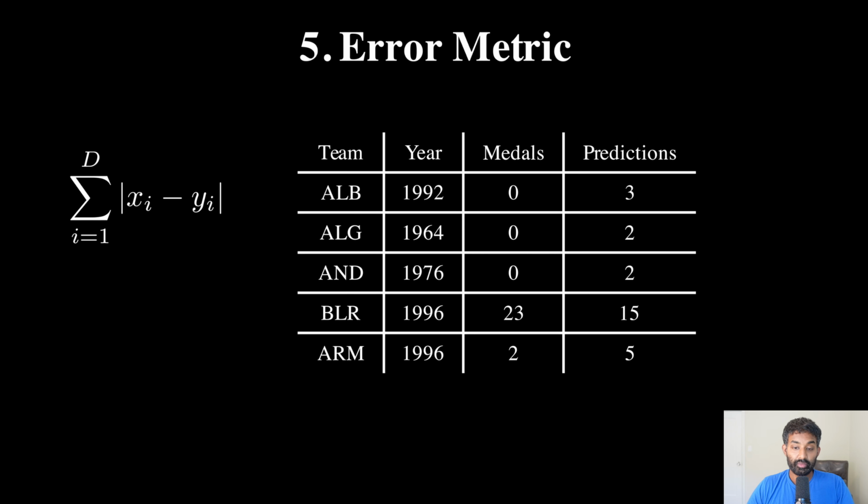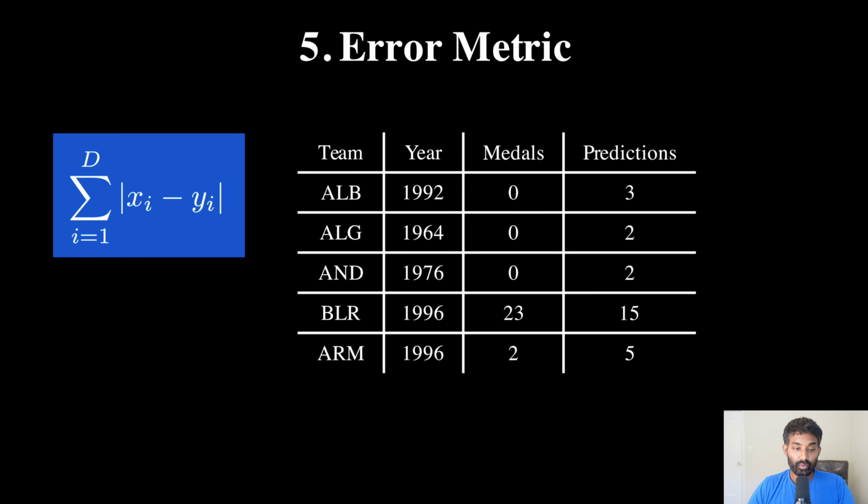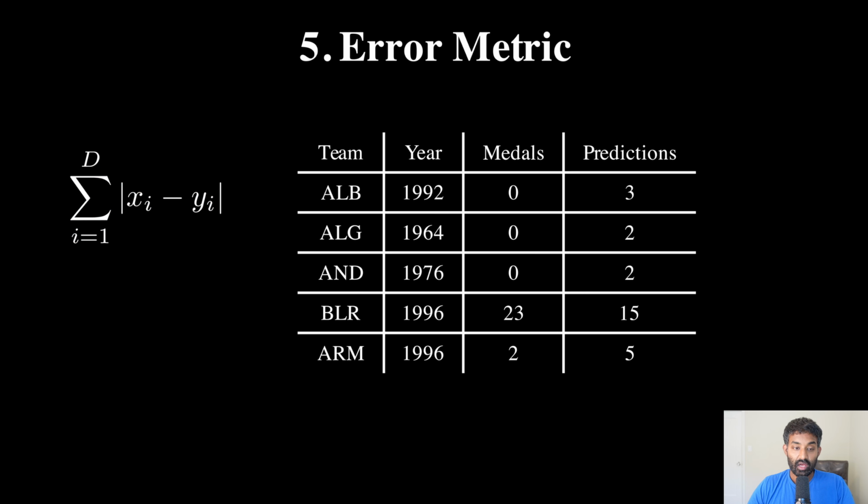The error metric we'll be using is called mean absolute error, and you can see the formula for it on the left. Don't be intimidated though, we'll break down what that formula means and how we're going to use it.